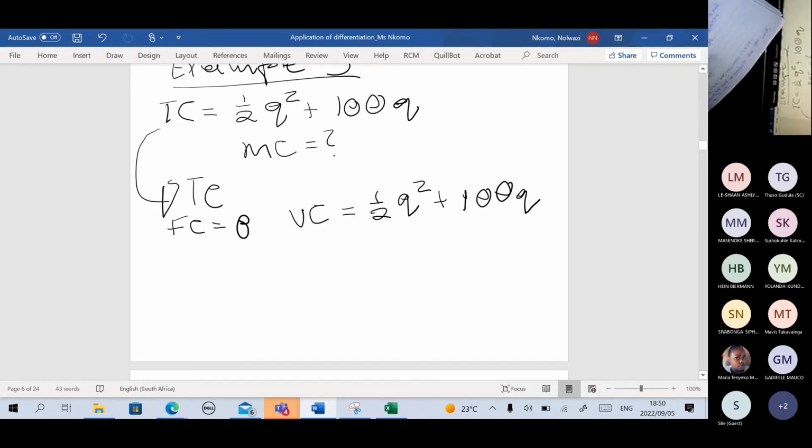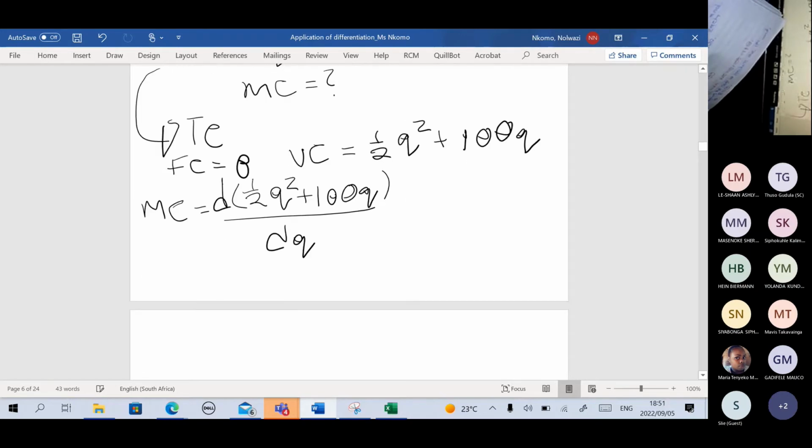So this means our marginal cost in this case would be the derivative of 1/2 Q squared plus 100Q with respect to Q, which is equal to Q plus 100. So this is our marginal cost in this case.